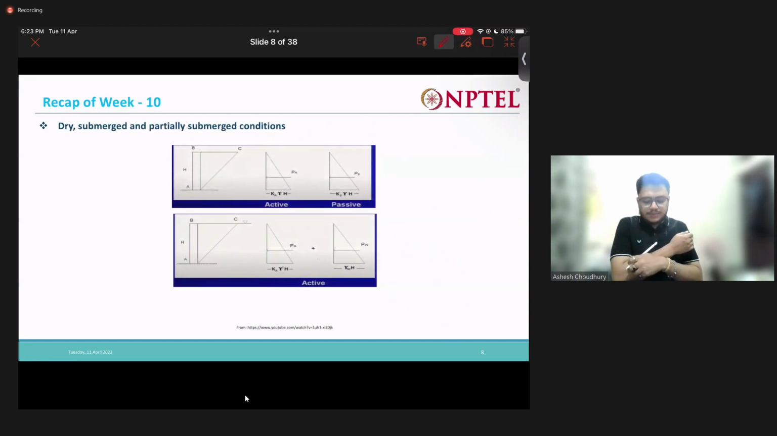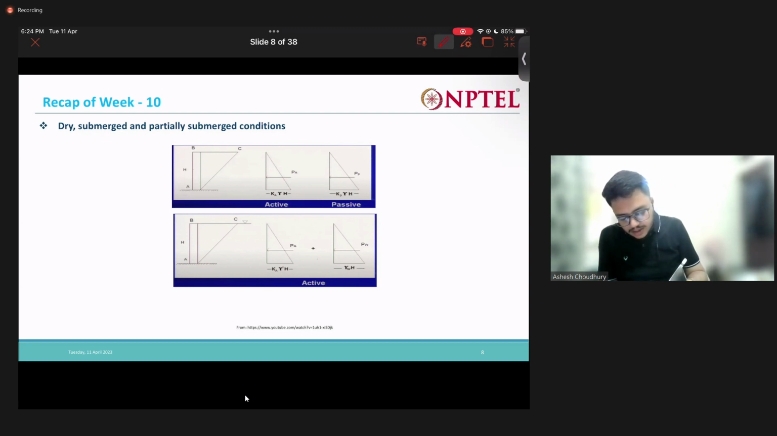Now these are some typical cases. Say you have a dry soil. Okay, we will say a dry soil. This is a dry soil which is being retained by the retaining wall AB.